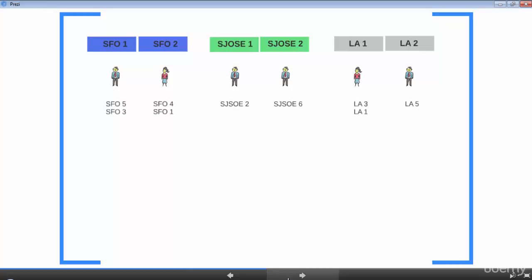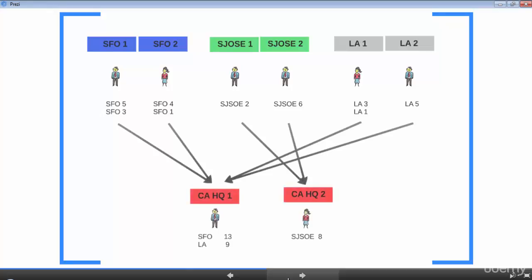Each person responsible for a division will perform the same task as before. You can also do the same thing at the headquarters. Let's divide the headquarters into 2. California headquarters 1 and California headquarters 2.